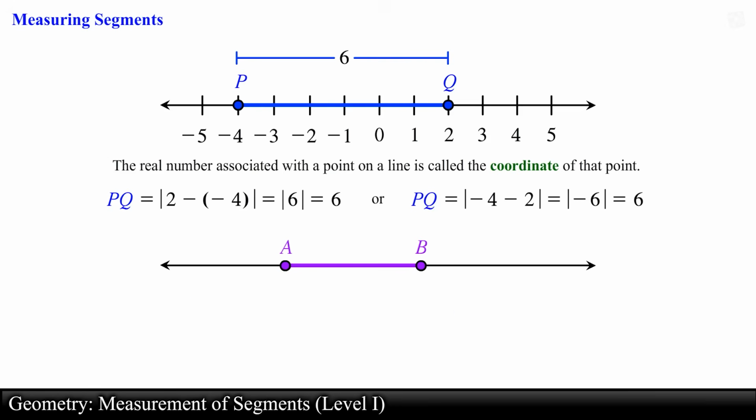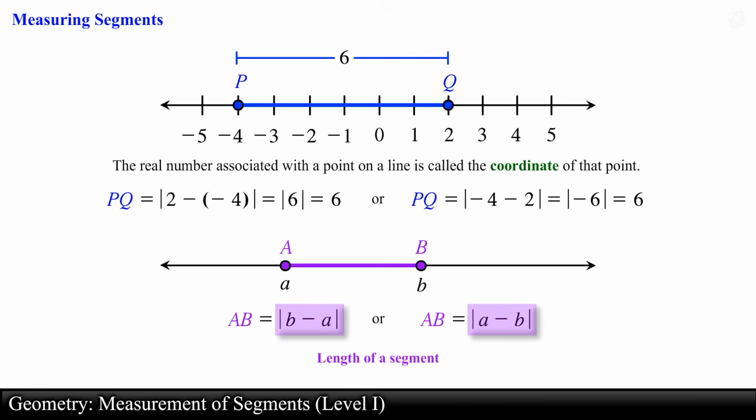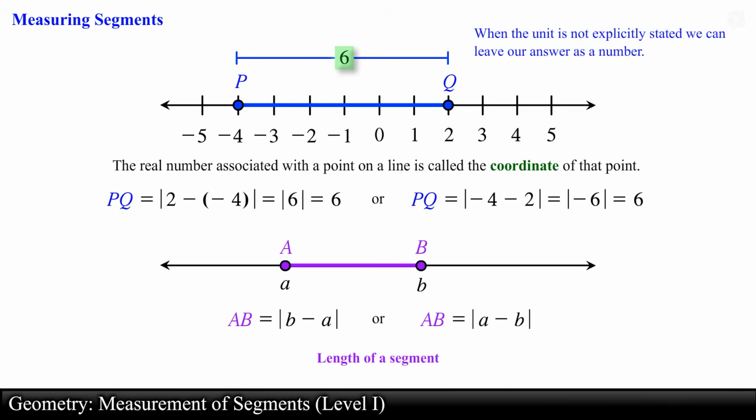In general, if a line segment has one endpoint located at the coordinate A and the second endpoint located at the coordinate B, then the length of the line segment is given by the absolute value of A minus B, or the absolute value of B minus A. Notice that we are not assigning a unit, such as inches or centimeters, to this length. When the unit is not explicitly stated, we can either leave our answer as a number, such as 6, or we can say that the line segment measures 6 units in length.